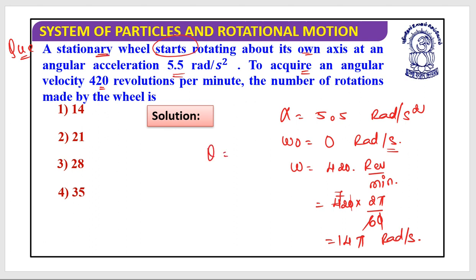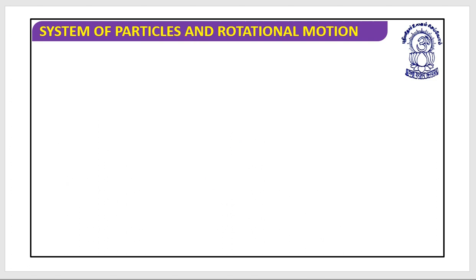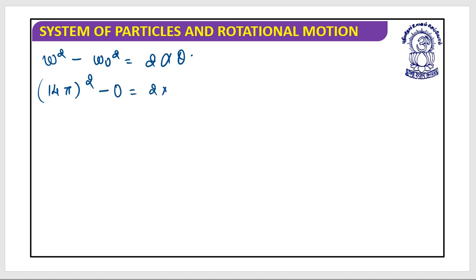We need to find the number of rotations made by the wheel. So what is required is theta, and from theta the number of rotations n. We have the final angular velocity, the initial angular velocity, and alpha, and we require theta. So I will use omega square minus omega naught square equals 2 alpha theta. The final velocity is 14 pi, initially it was 0, and alpha is 5.5, that is 11 by 2.